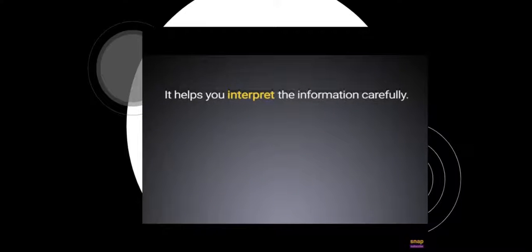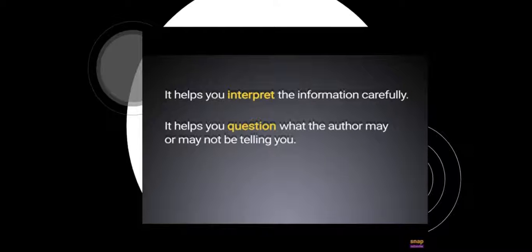It's important to know where the author is coming from, or the writer's point of view. It helps you interpret the information carefully. It helps you question what the author may or may not be telling you. And this works in all kinds of situations.